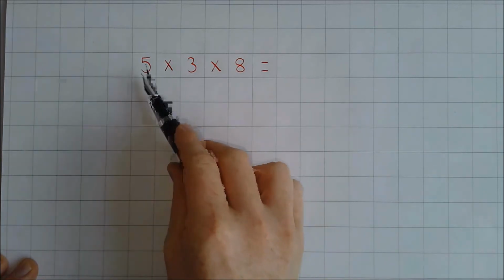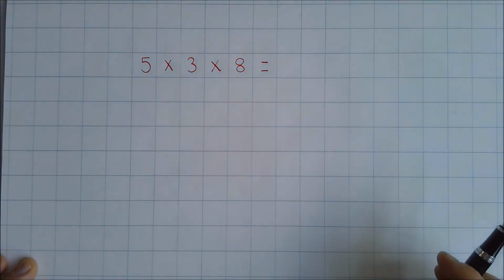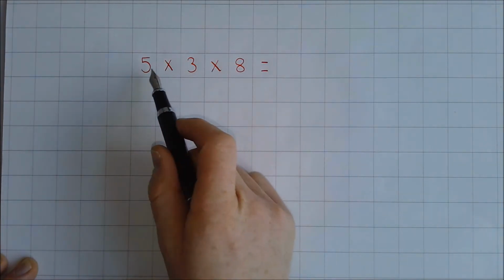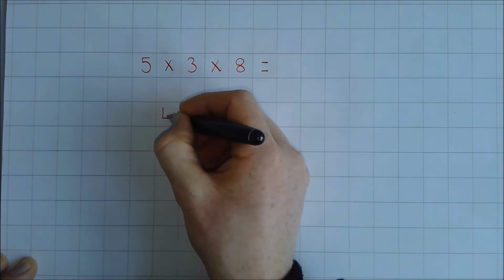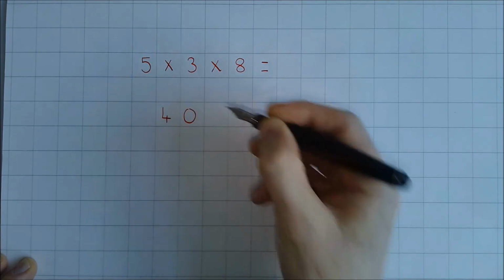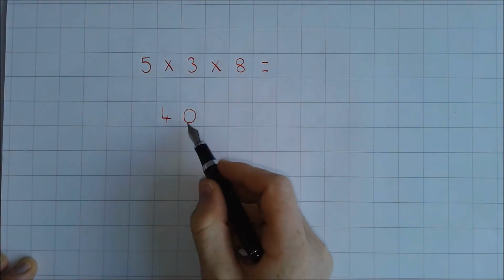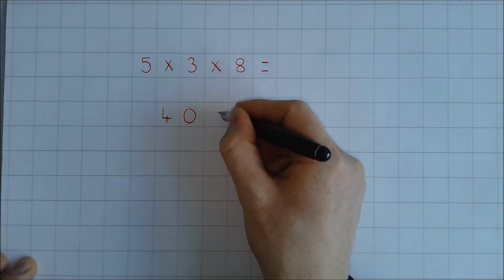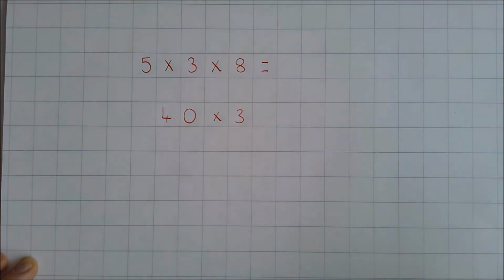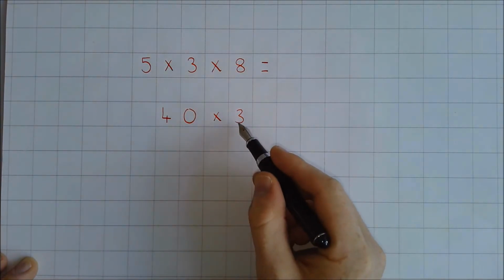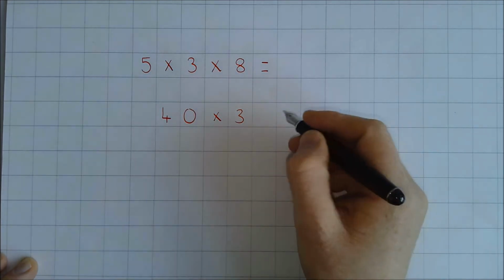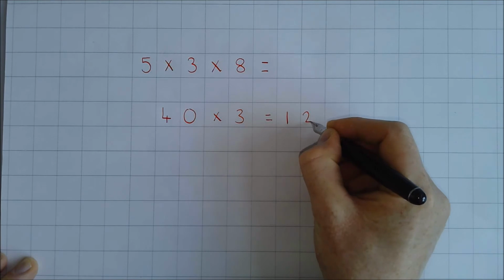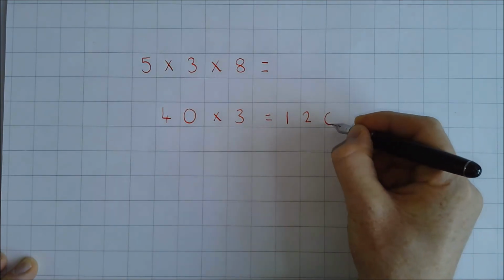So what we need to do is look at the factors that we've been given and work out which bit we think would be easiest to do first. Well, I know that 5 times 8 gives me 40, and 40 is a nice and easy number to multiply because it is a multiple of 10. Then I need to multiply it by 3. 40 times 3, well, we can do 3 times 4, which is 12, and then multiply it by 10 again. It's 120.